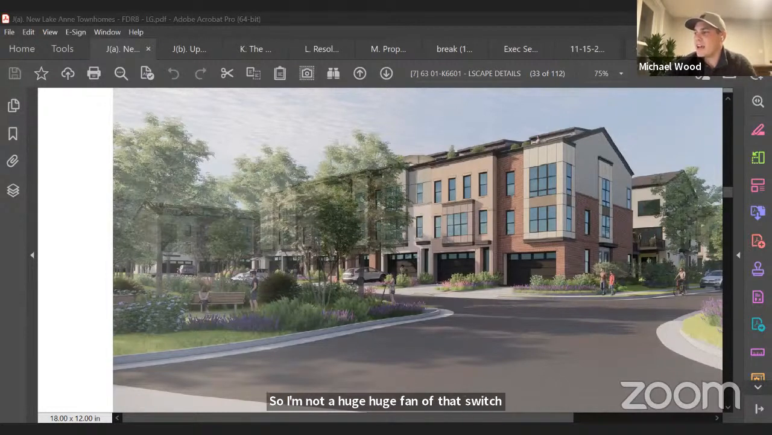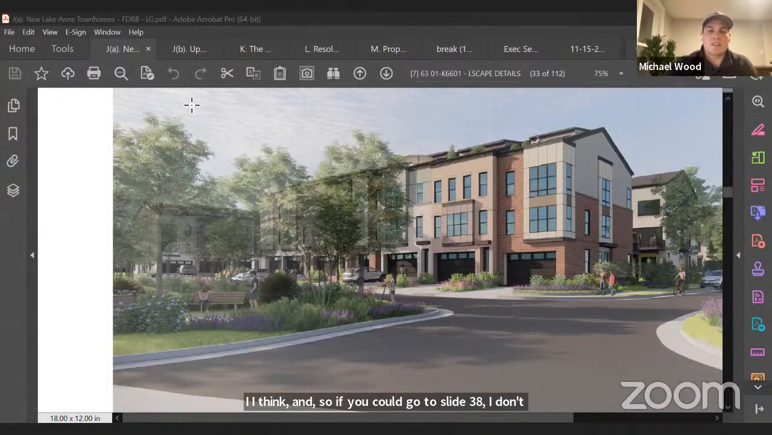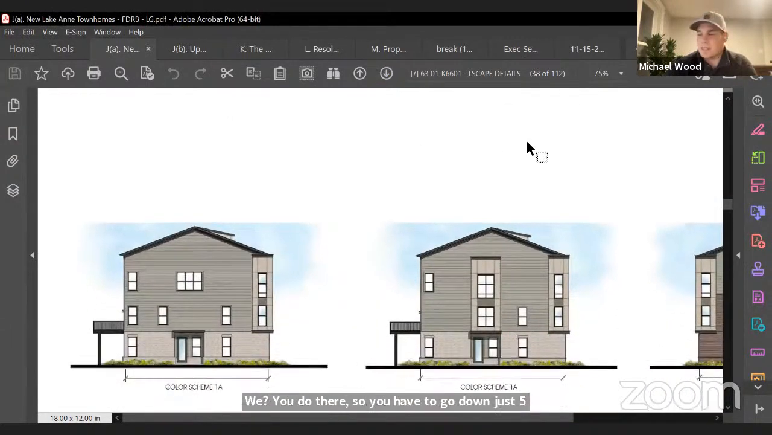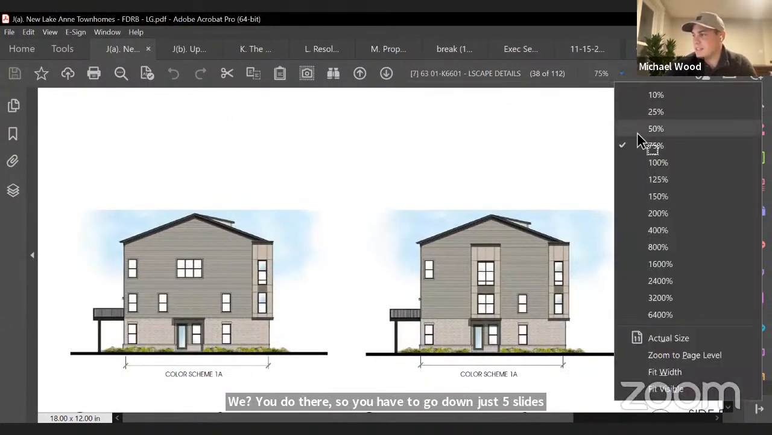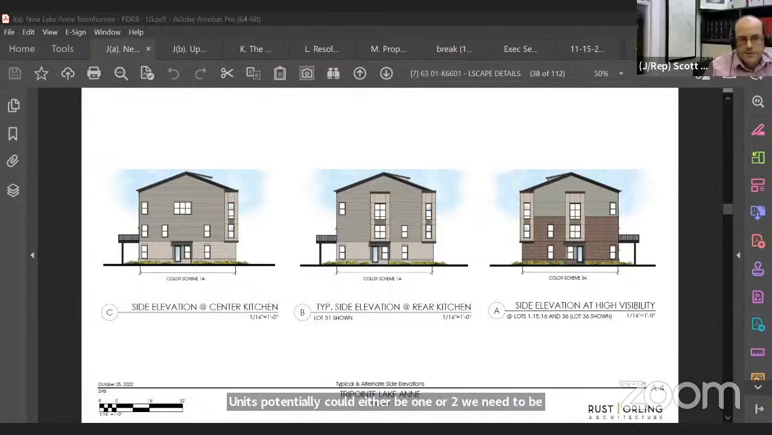The second question I had was on the elevations with the center kitchen versus the rear kitchen. Ana Rosa, if you could go to slide 38. I know you don't have numbers. Yeah, you do there. So if you go down just 5 slides to 38. So this elevation, you're saying these prominent end units potentially could be either elevation B or C, correct? That is correct.